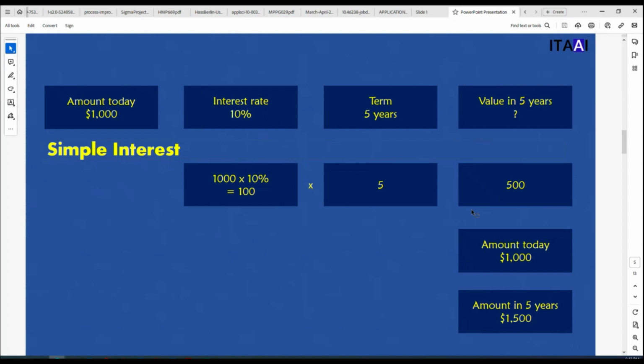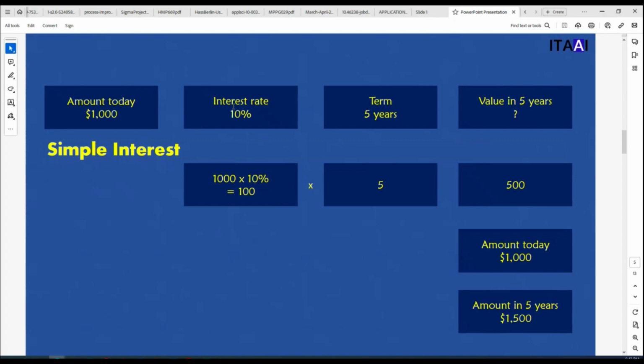So we are going to say we have $1,000 today, and we are going to deposit it in a bank for 5 years. Suppose the term is 5 years, and I'm going to put it in a savings account. And the bank is offering a very high interest rate of 10%. So what is going to be the amount after 5 years? That's the main question we are trying to solve.